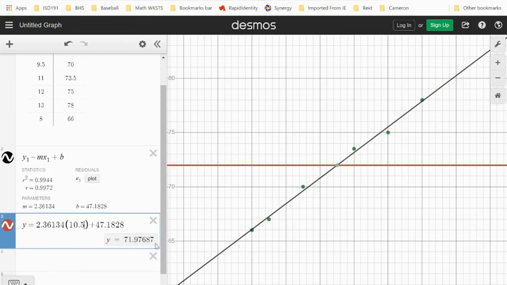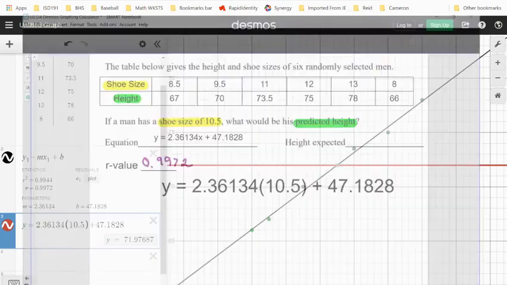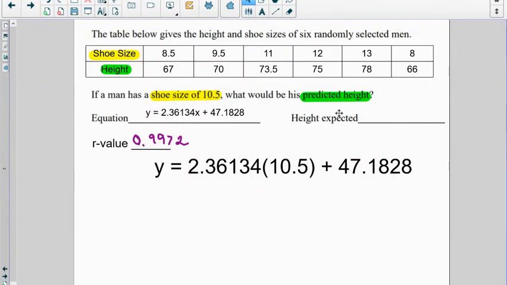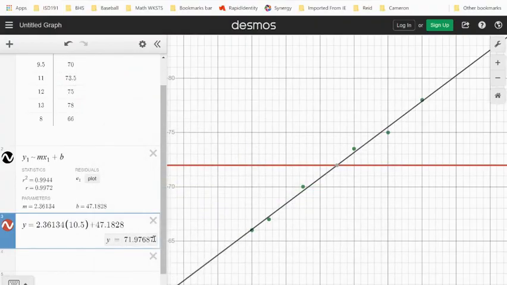71.97687. Now that's my final answer, but I want to make sure that it makes sense. What does the Y represent? What were we predicting here? We were trying to predict the height of the man that has a shoe size of 10.5. And look, all of the other heights are given in whole number increments or half inch. So it looks like we're rounding to the nearest half inch in this case. So I would want to round this to 72 inches.